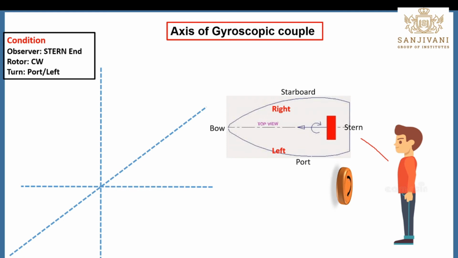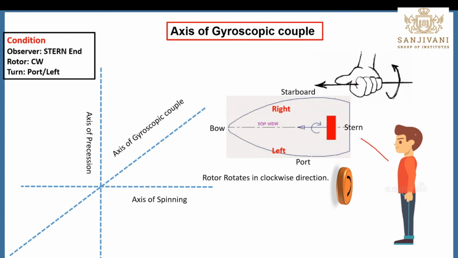Now there are the three axes: axis of spinning, axis of precession, and the axis of gyroscopic couple. The rotor rotates in the clockwise direction. Again in this case also you need to rotate your right-hand fingers in the clockwise direction, and now you need to find this velocity vector, which is towards the left again, as we have drawn.